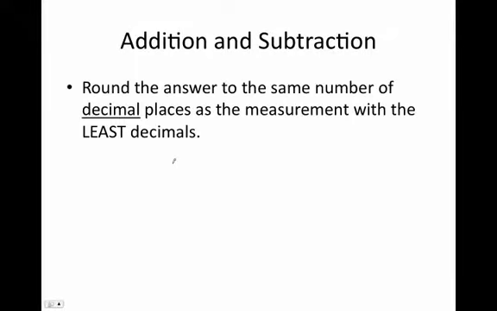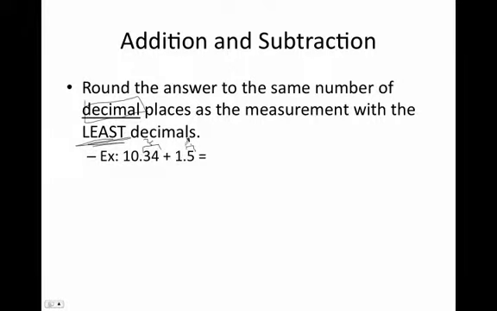In addition and subtraction, you round the answer to the same number of decimal places as the measurement with the least number of decimal places. Decimal places is the important part here. So if I have two numbers, 10.34 and 1.5. This one has 2 decimals. This measurement here only has 1 decimal. So I need to round my answer to the least number of decimals. That means I round it to 1 decimal.